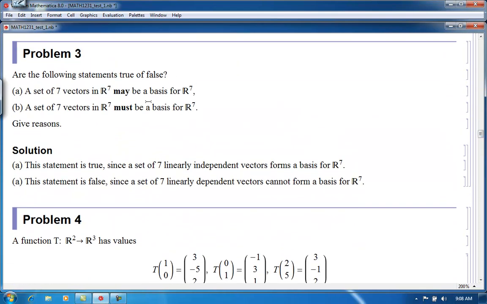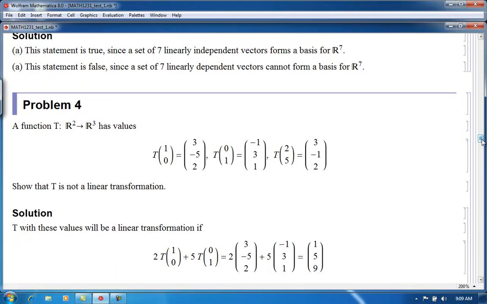This is pretty quick. A set of 7 vectors in R7 may be a basis for R7. Is that true or false? The answer is true, since if we have 7 linearly independent vectors in R7, they will form a basis for it. Statement B is false, because if some of the vectors are linearly dependent, then they cannot form a basis for R7. So that was pretty fast.